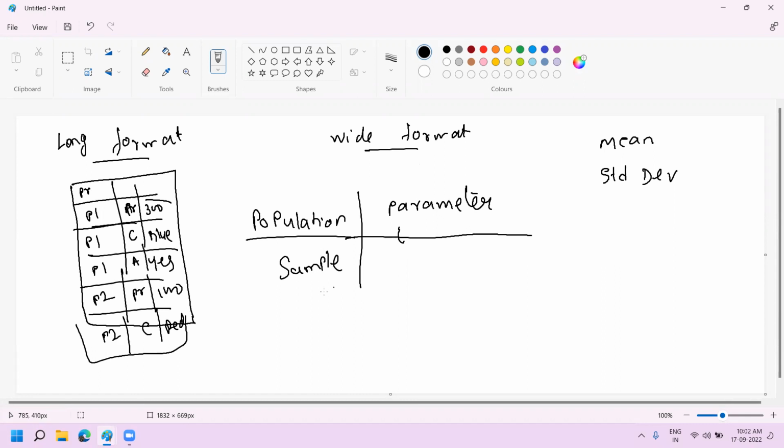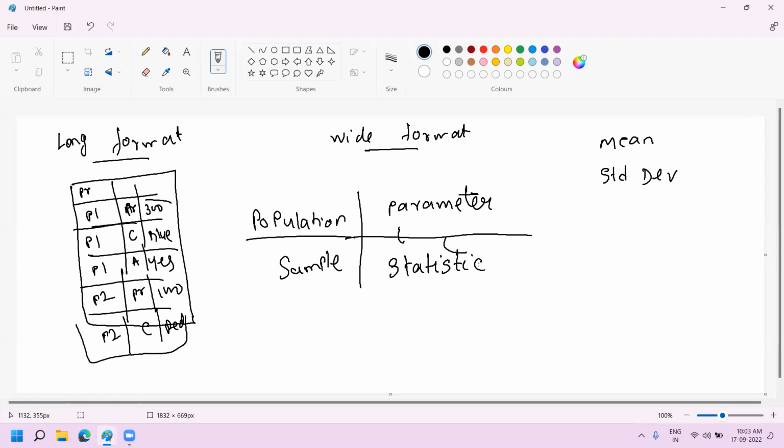And when I'm talking of a sample mean and sample standard deviation, they are known as sample statistic. Not statistics, okay? Statistic.